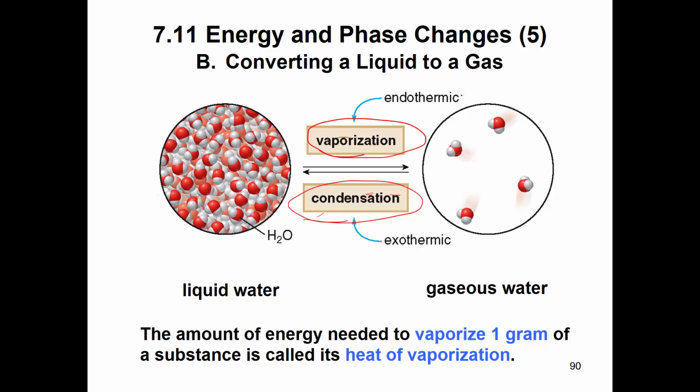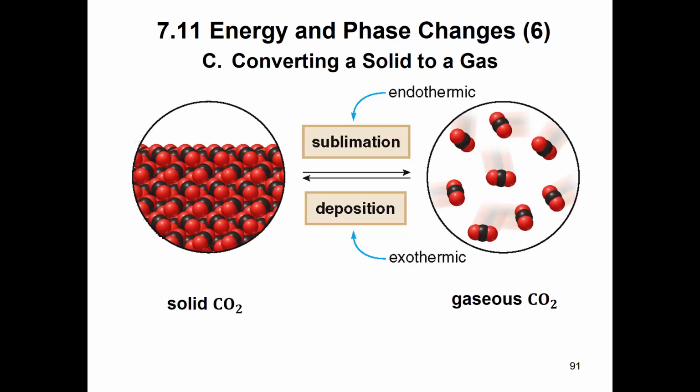All right. Vaporization is an endothermic reaction because I have to add heat to go from liquid water and boil it and make gaseous water, or steam, we call it. And then since that required energy to be put in, I have to get rid of energy, so it's an exothermic in order for me to condense that back. The amount of energy needed to vaporize 1 gram of a substance is called its heat of vaporization. And guess what? Everything has a heat of vaporization constant as well.